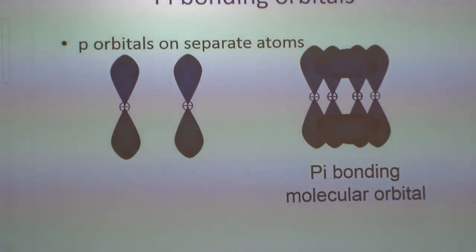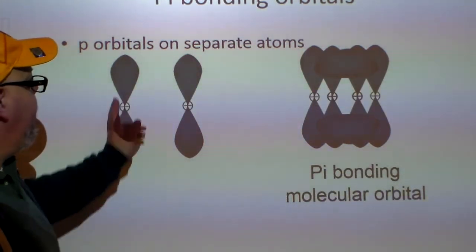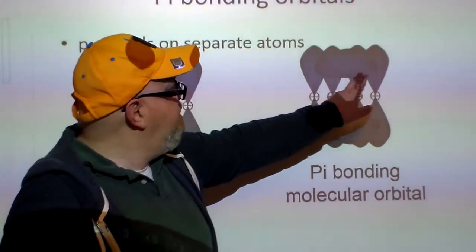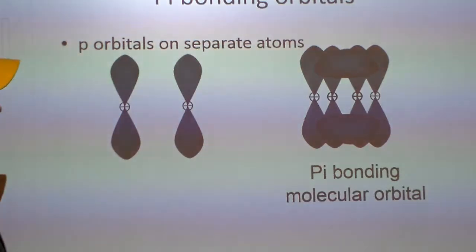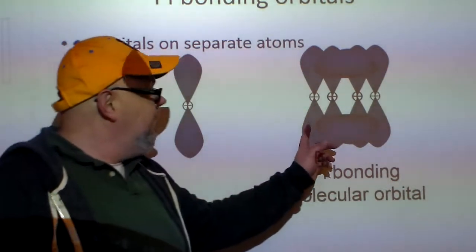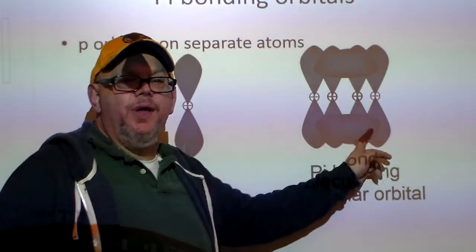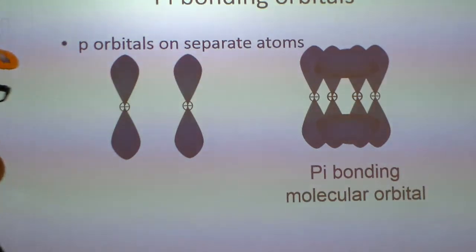Now, what about the p orbitals that are on the separate atoms? Here's the thing. If you look at it, they get together, and you notice that they sort of hybridize in a way. There is that pi bonding molecular orbital. In other words, the electrons are able to jump around going this way as well as going this way. So there's a certain amount of freedom that the electrons have.